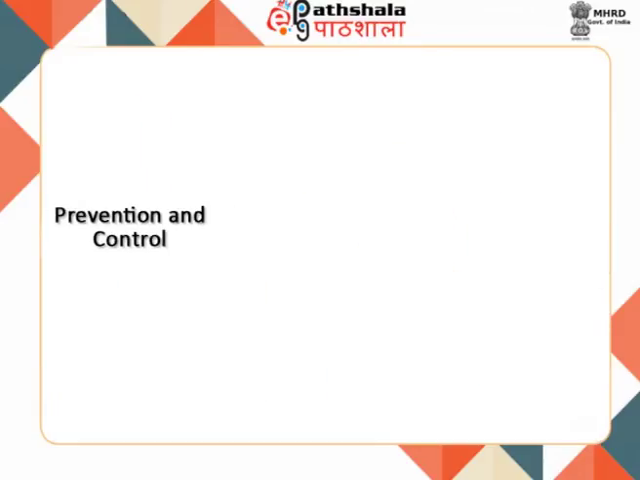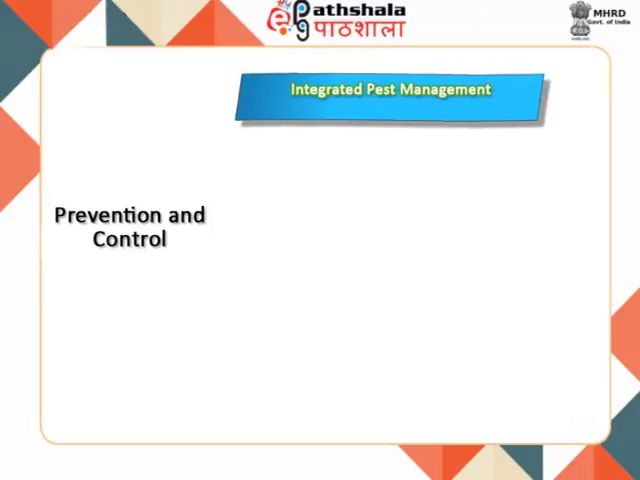To reduce the effects of pesticides, the prevention and control method used is Integrated Pest Management, or IPM. This is a method used to control pests in an environmentally responsible manner. By reducing our dependence on pesticides, IPM protects the environment and our health. IPM combines different techniques to prevent pest damage without harming the environment.